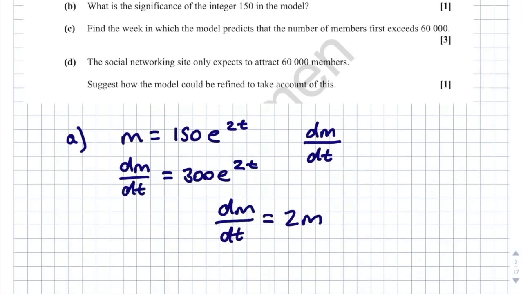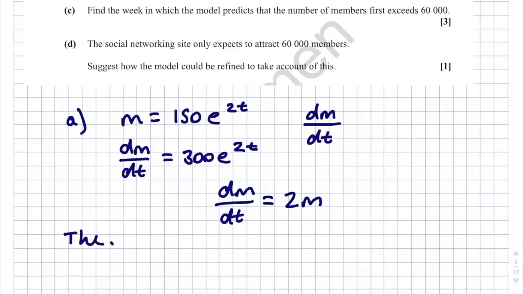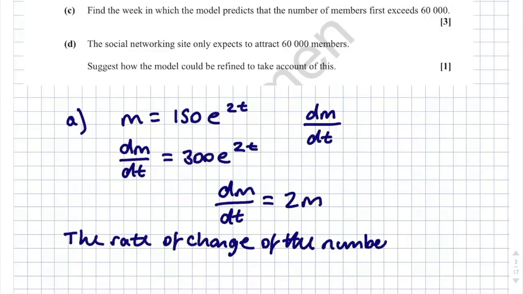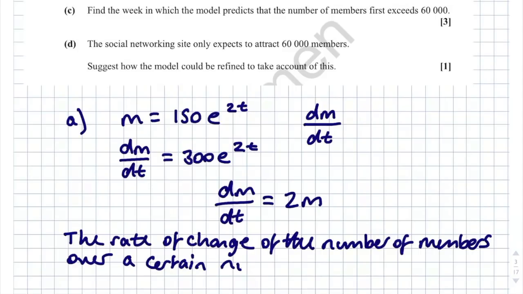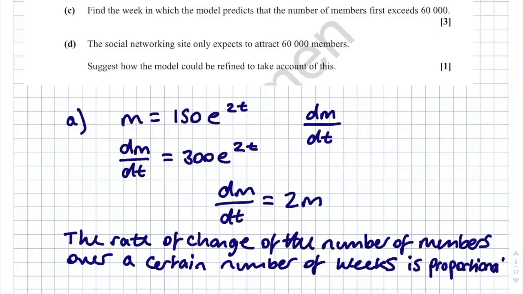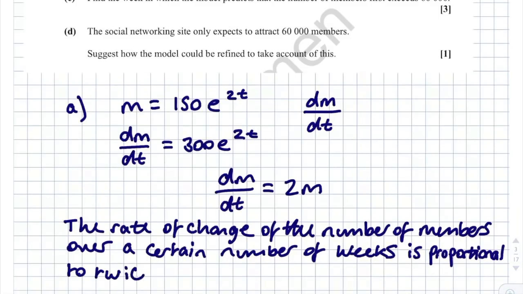So if I was going to summarise this, I could say that the rate of change of the number of members, because remember in the exam I'm going to have to write this in context, over a certain number of weeks is proportional to twice the number of members.